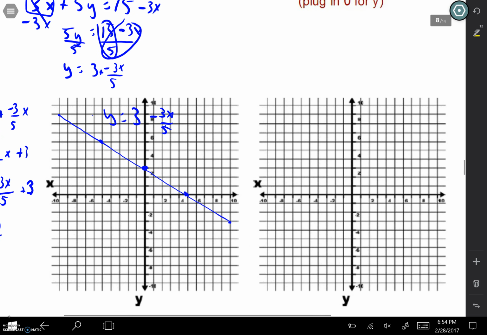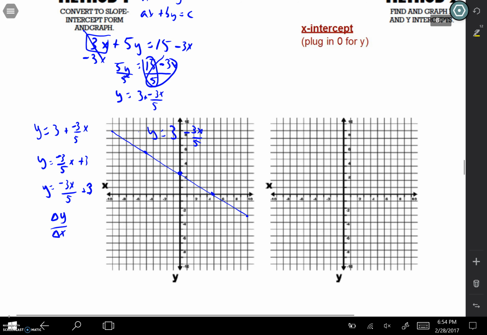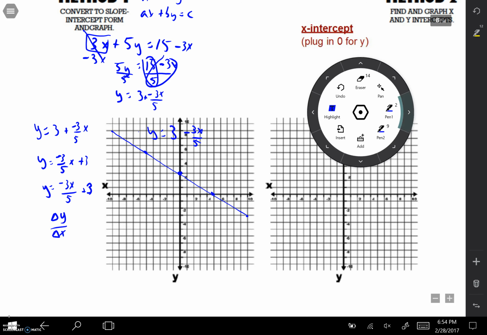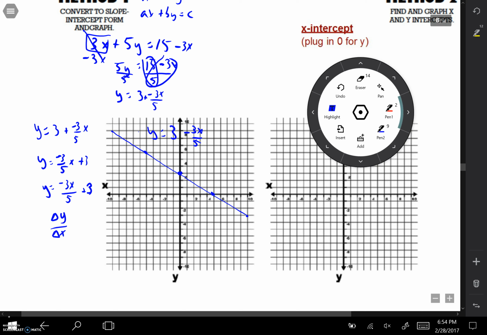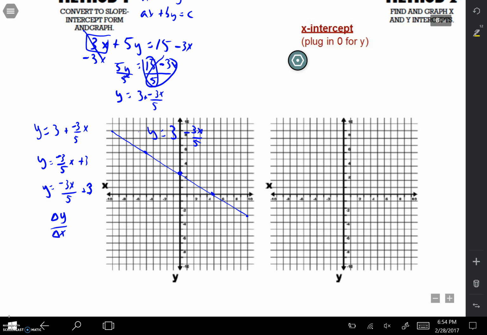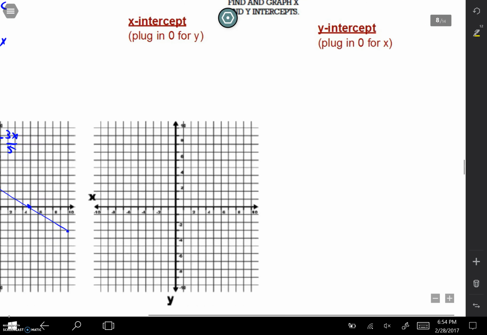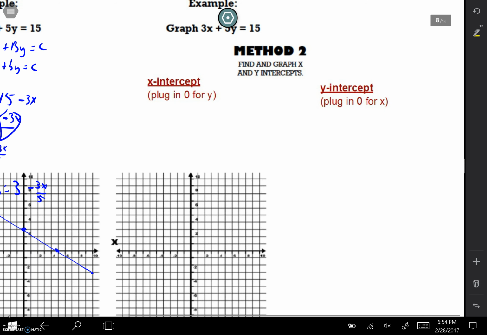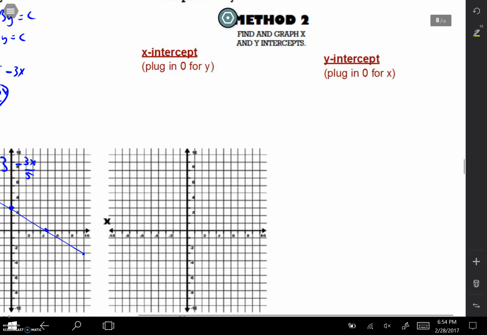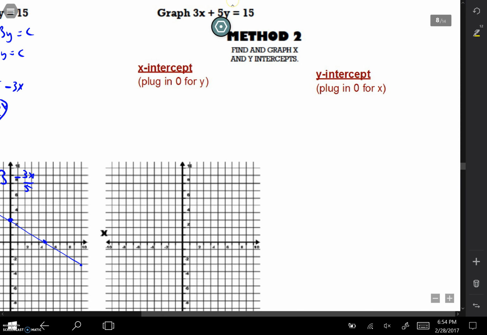Let's go to method 2. Feel free to pause the video, and if I'm going too fast, rewatch it, write down questions, and we'll go over them in class when I come back. All right, let's go to method 2 here. For method 2, if you have your standard form, find the x and y-intercept.